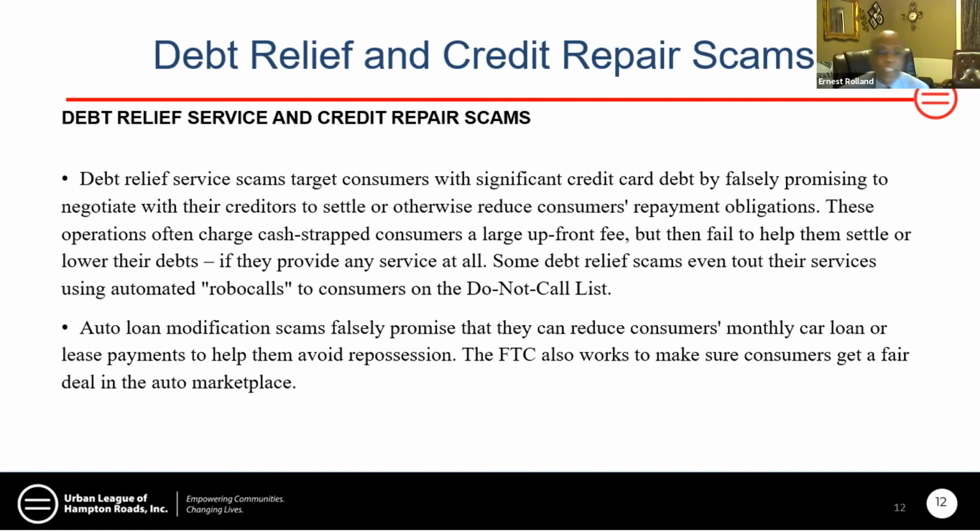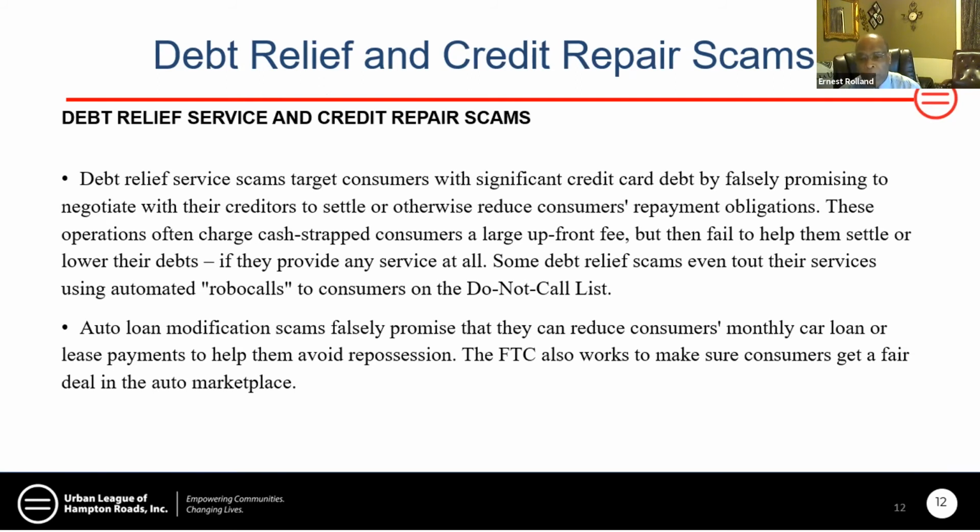All right, so they often charge cash-strapped consumers a large upfront fee, but then fail to help them settle or lower their debts, if they provide any service at all. Some debt relief scams even tout their services using automated robocalls to consumers on a do not call list. And I'm pretty sure all of us at one time have gotten these types of calls. So again, you want to be careful. There are some that pertain to auto loan modification scams, where they say they can reduce your monthly car loan or lease payments to help you avoid repossession.